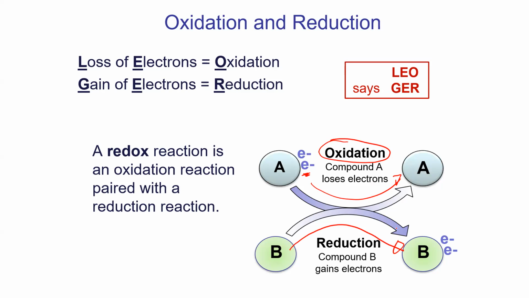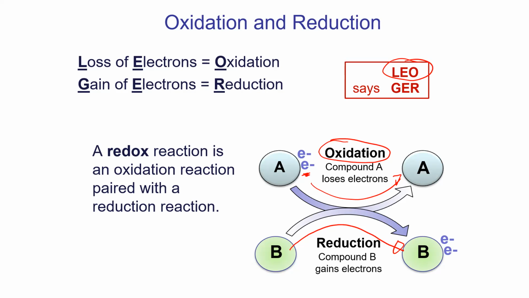I think a lot of people have seen this little memory method. So Leo the lion says grr. Leo means loss of electrons is oxidation. Gain of electrons is reduction. So it's a little mnemonic to help you remember what you're talking about.